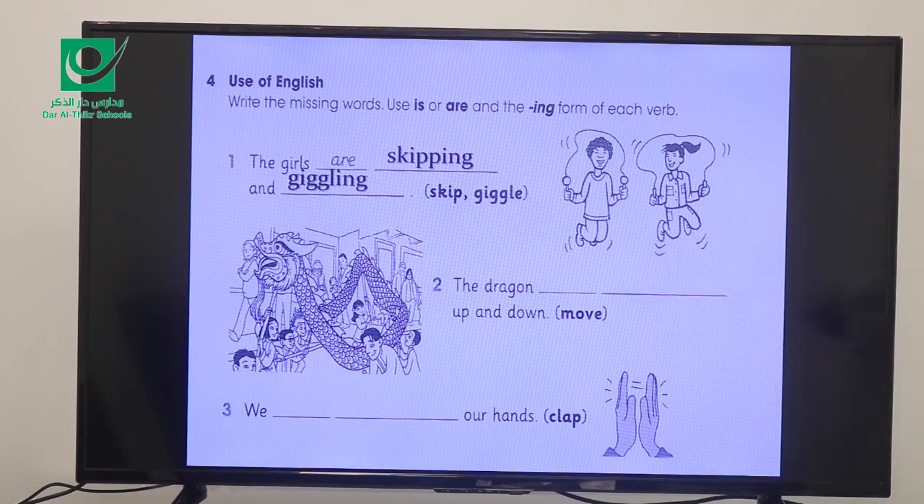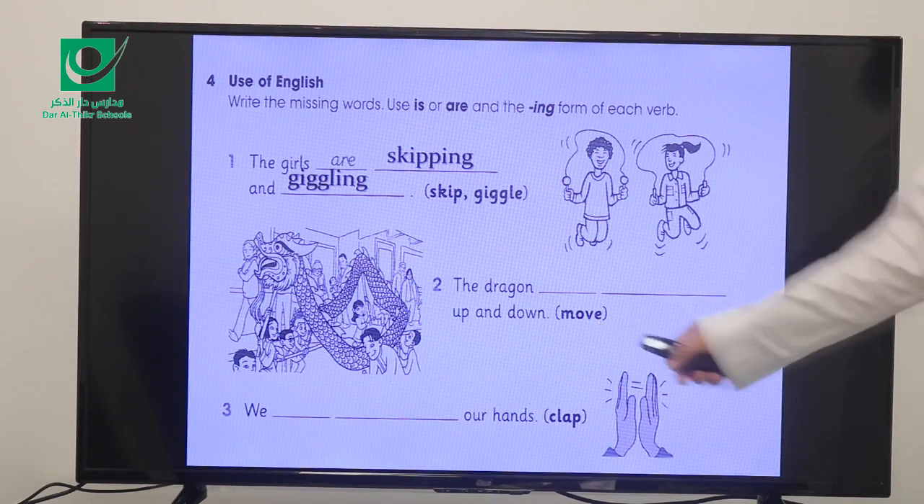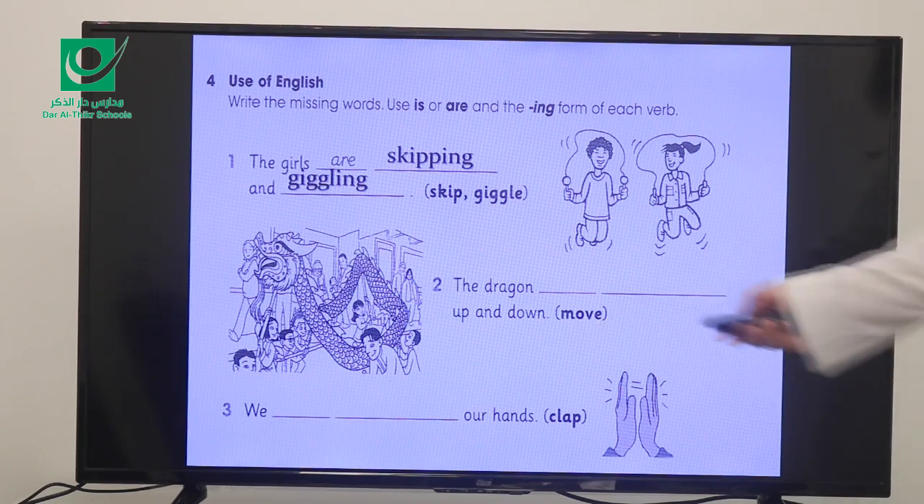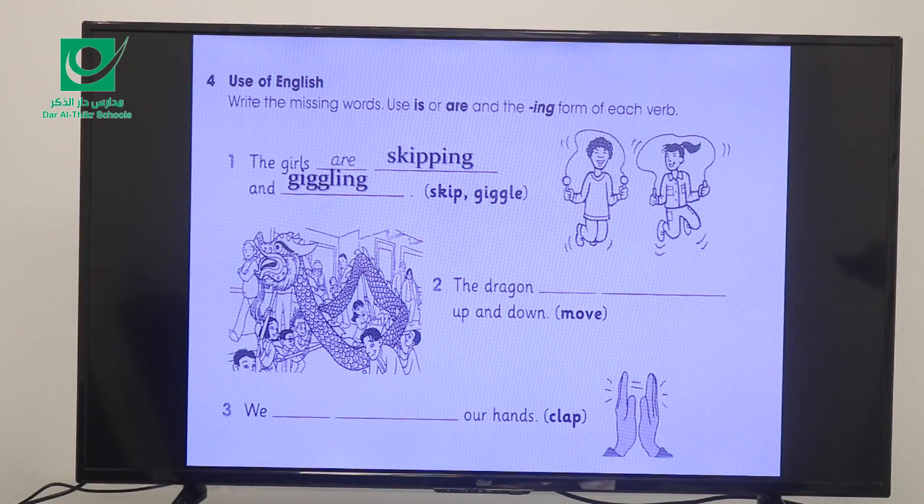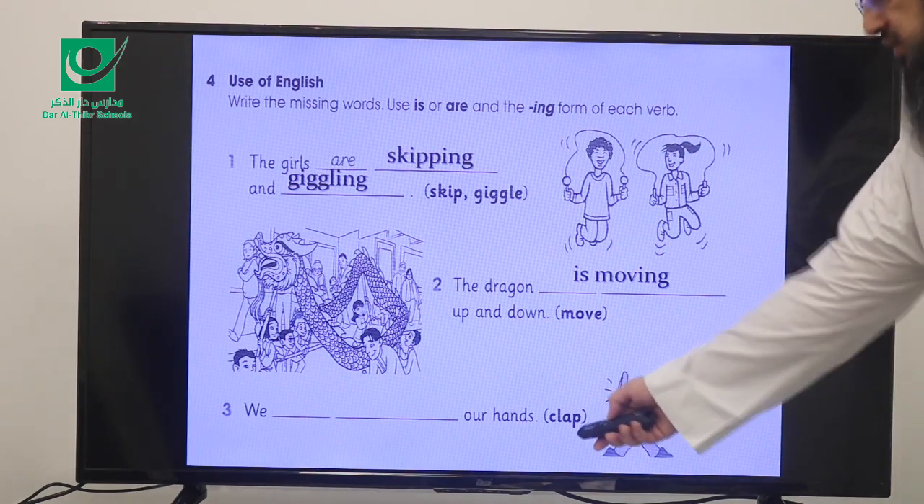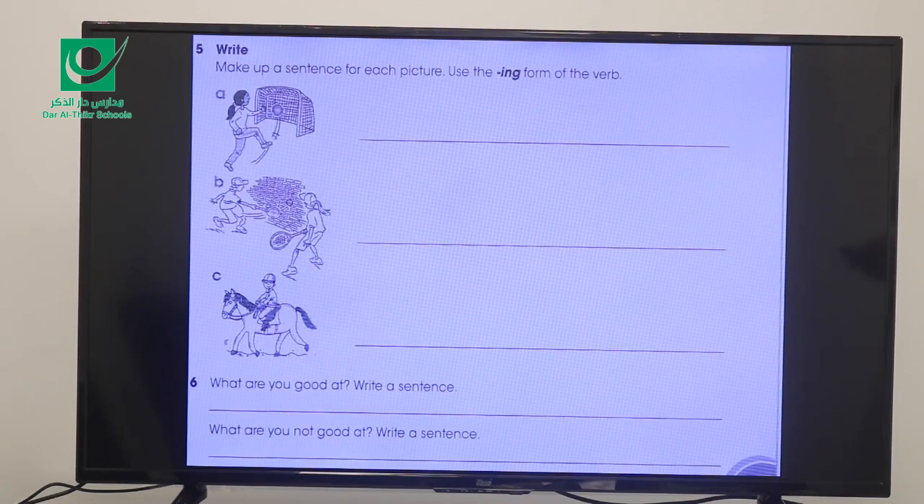In number 2, the dragon move. It ends in silent E. So what are we going to do to the E? We need to delete the E and put ing. So please write your answers. The dragon is moving up and down. The last one, 3, clap. There's no E, but it ends in a consonant, and there is a short vowel before the consonant. So we need to double the last letter. We are clapping our hands.